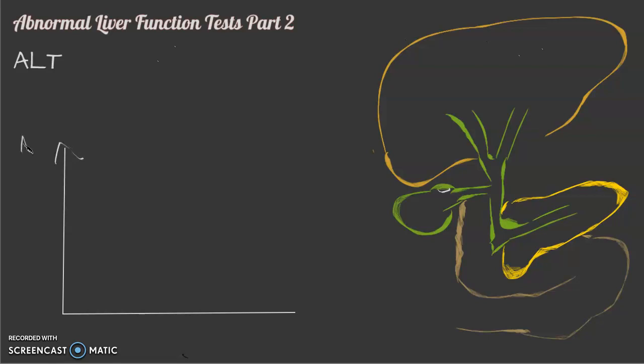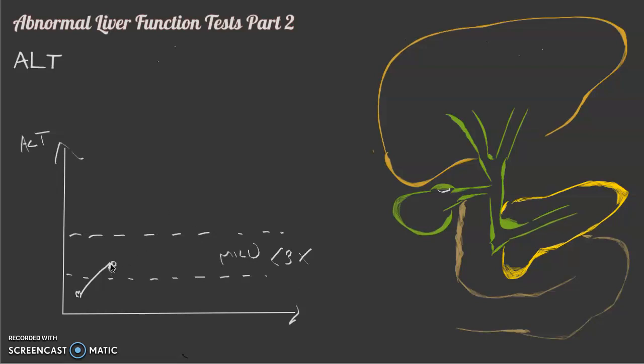So one way to think about ALT is the severity of it. If this is the threshold for normal, and they were in the normal range at some point, but then when we do it, it's gone up just above normal. Let's say this is the mild territory, which would be less than 3 times the upper limit of the normal range.